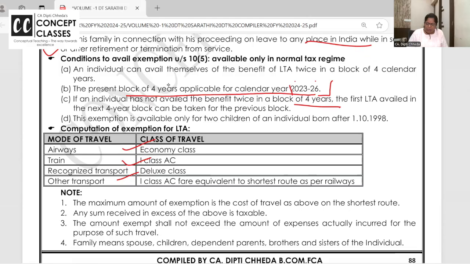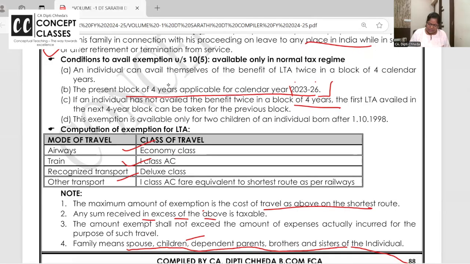But the maximum amount of exemption is the cost of travel, and the actual expenditure. And with whom you can travel: spouse, children, dependent parents, brothers, sisters. So twice you can travel anywhere in India.